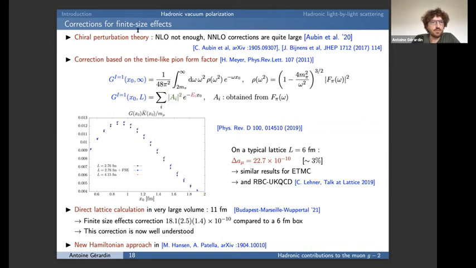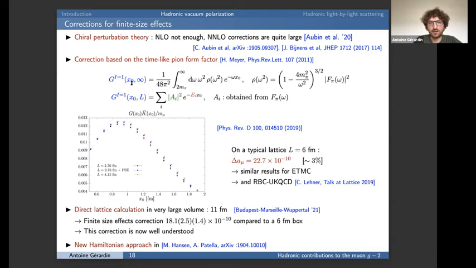But a second method is also based on what is called the time-like pion form factor. So here the idea is that in infinite volume, we can write the spectral decomposition of the isovector contribution, which is given here in terms of the pion form factors that can be measured experimentally. And now in finite volume, you can use a similar formula. So again, we can write the spectral decomposition, but in this case, because we work in a finite volume, this spectral decomposition is again a finite sum.